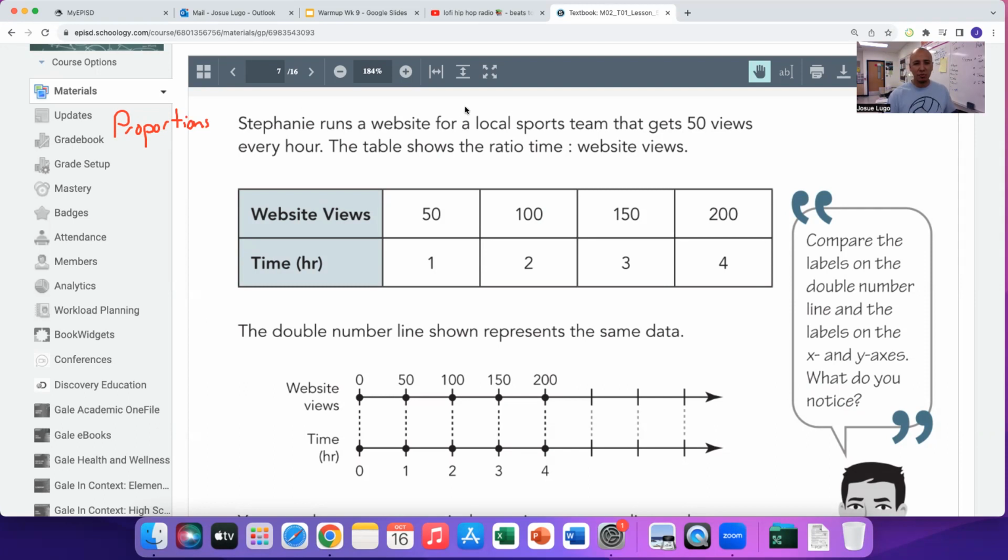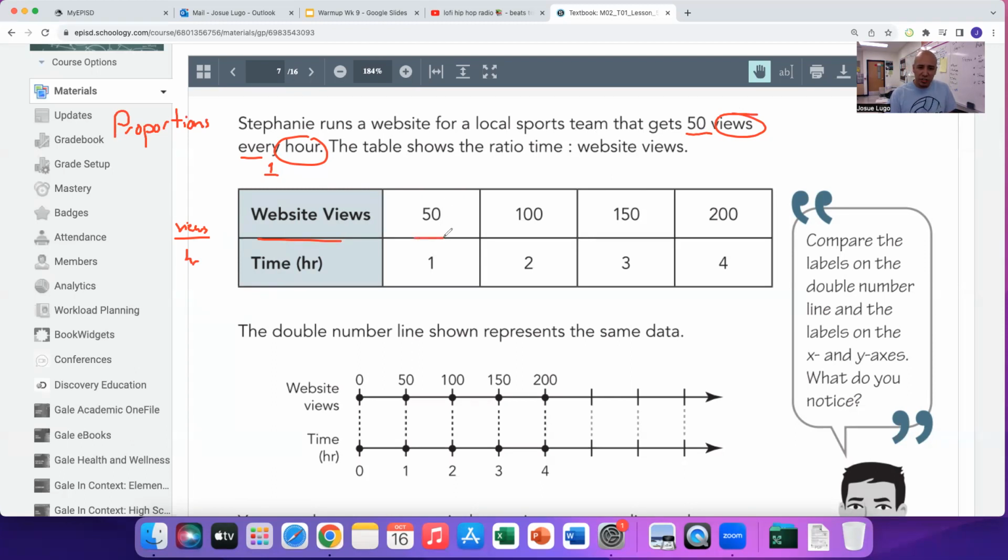Well, let's look at this example right here. We see that Stephanie runs a website for a local sports team and gets 50 views every hour. In other words, 50 views every 1 hour. This table shows us the ratio. Remember, a ratio is a comparison between two things. What are those two things that we're comparing here? Well, we have views per hour. Let's think of this as a fraction where we have views on the numerator and hours on the denominator.